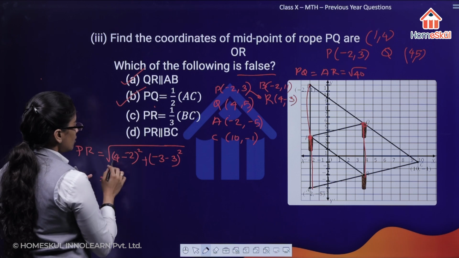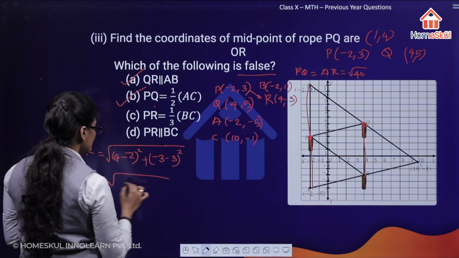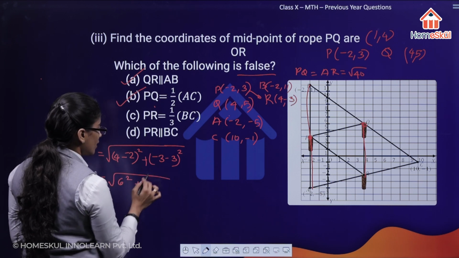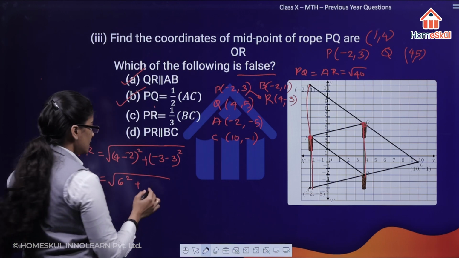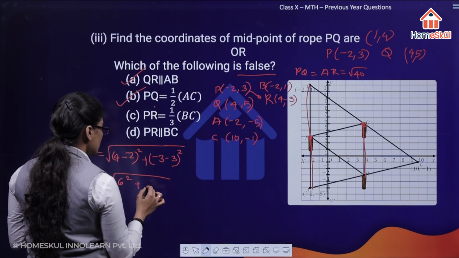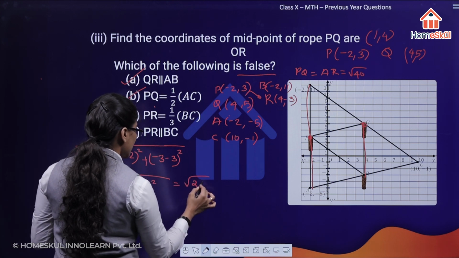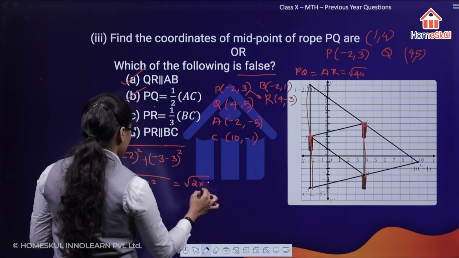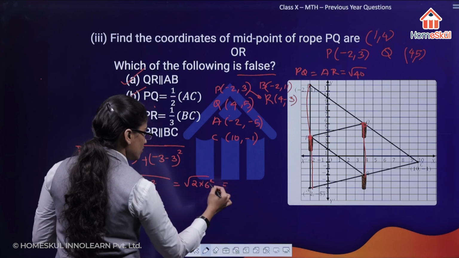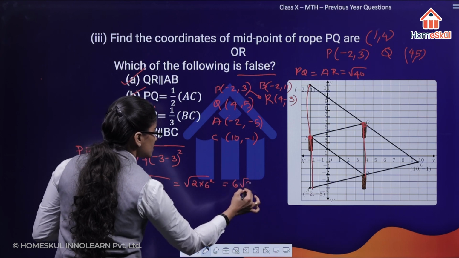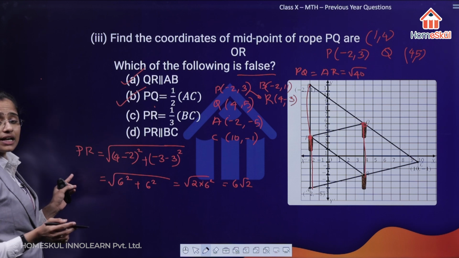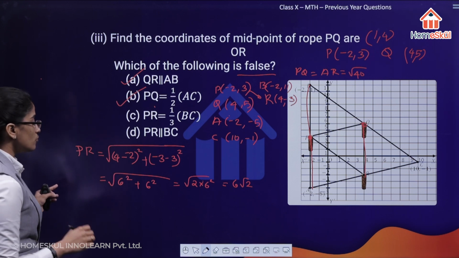That means 4 minus minus 2 is equal to 4 plus 2, which is equal to 6 square. Minus 3 is minus 6. So minus 6 the whole square means it is positive 6 square, isn't it? There we are getting 2 times 6 square. So there we could take 6 common. So it will be 6 root 2 units. That means we are getting PR is equal to 6 root 2 units.